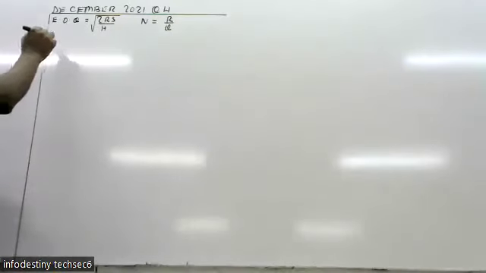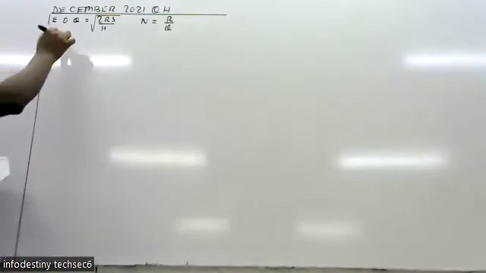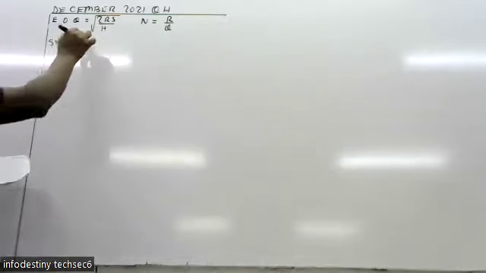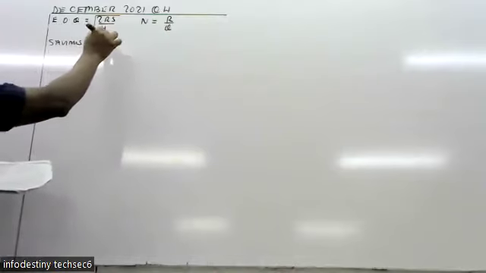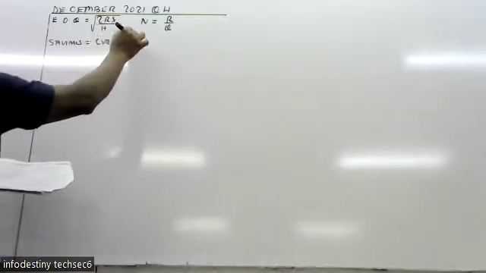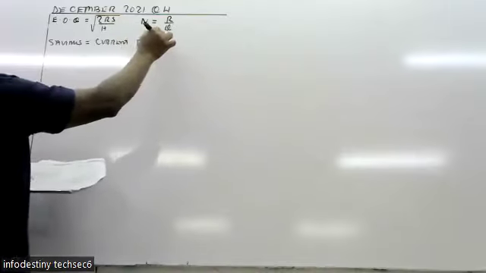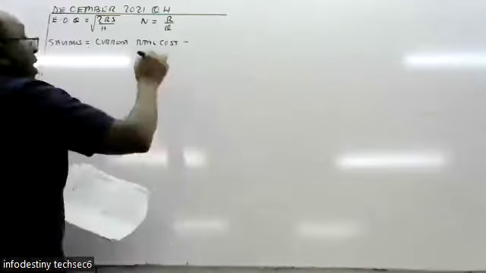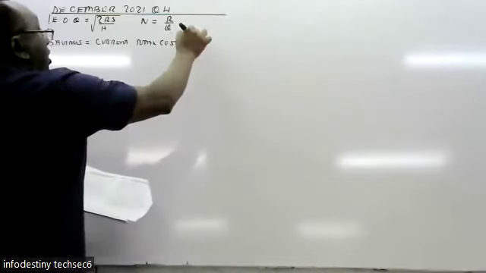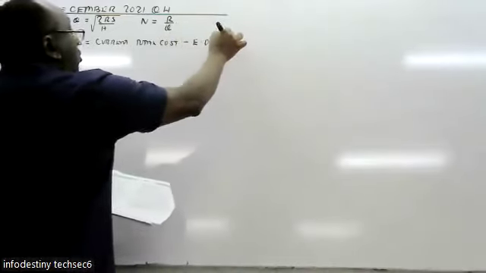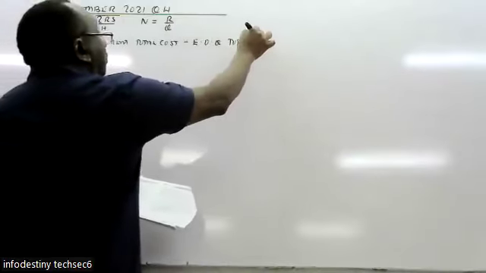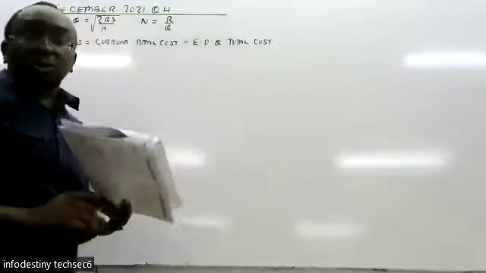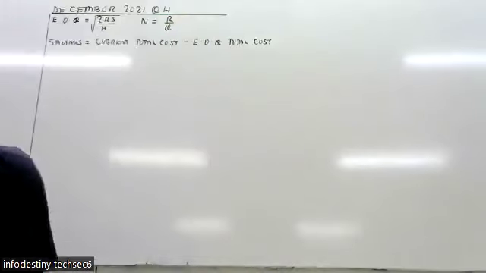And then the savings. The savings will be the current total costs minus EOQ total costs.